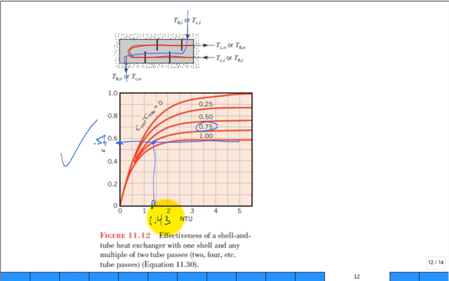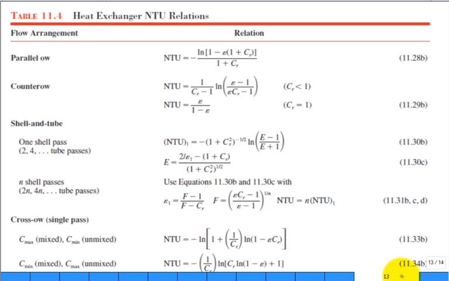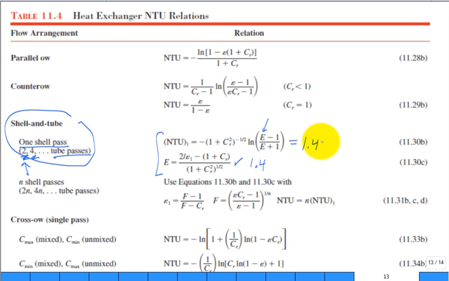Or you can go to an equation, shell and tube heat exchanger, 1 shell pass with 2, 4, or multiple tube passes. Well, we have 2 tube passes. It's a little step. You have to calculate this parameter E. If you calculate the parameter E, it comes out to 1.4. When you calculate it, you put it into this next equation for the number of transfer units. And there it's 1.4334. Too many digits, but there you go. So that's how you would calculate the number of transfer units for 1 shell pass, 2 tube passes.